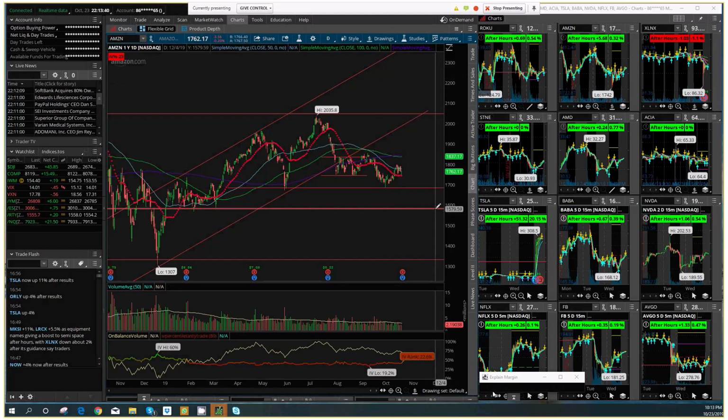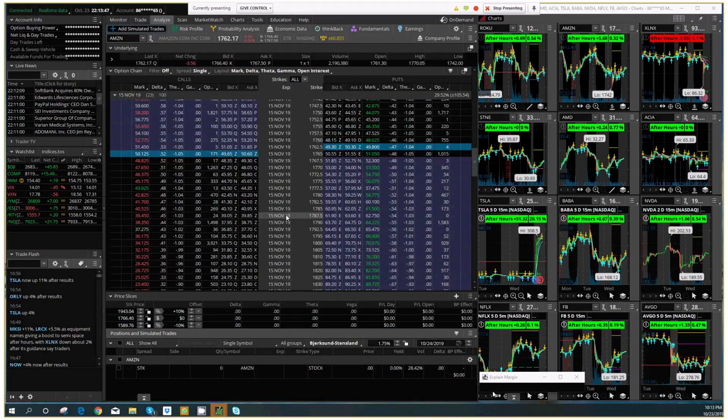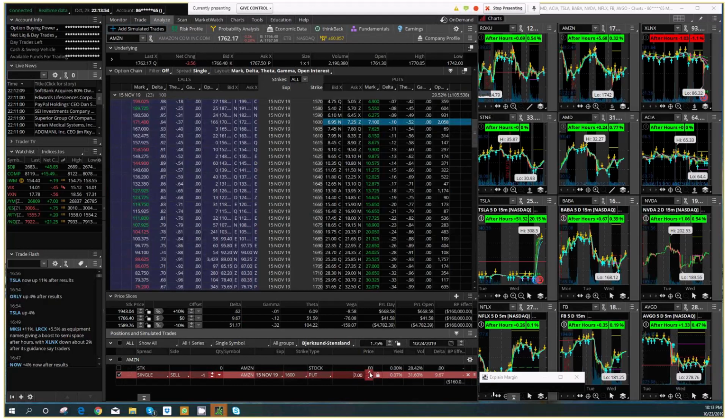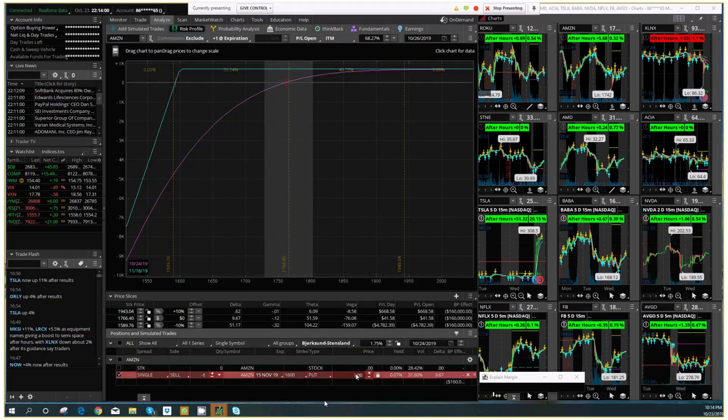If I believe that Amazon's going to stay over 1,600 by November, I could sell a 1,600 put. Boom, right there. I've sold this put. I bring in about, let's just say, $700. Let me risk profile that. So if we sell a 1,600 put, this is a bullish position. If you look at the delta, it's positive. I'm not negative delta, I'm positive.